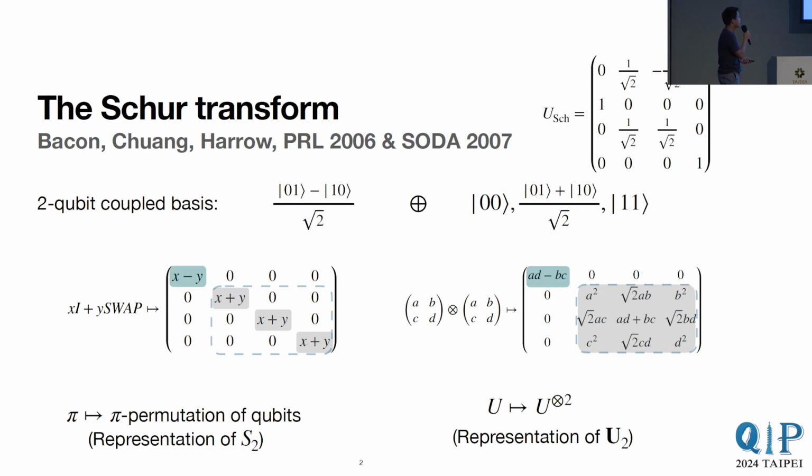This comes from facts in representation theory. So the qubit permutations indeed form a representation of the symmetric group S2. And the U tensor n is a tensor representation of the qubit unitary group U2. And the reason that they're both block diagonal in this basis is because these two representations commute.